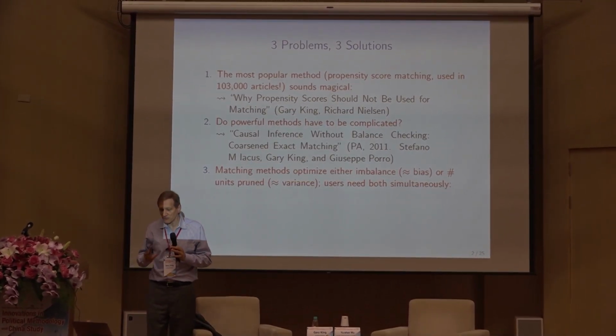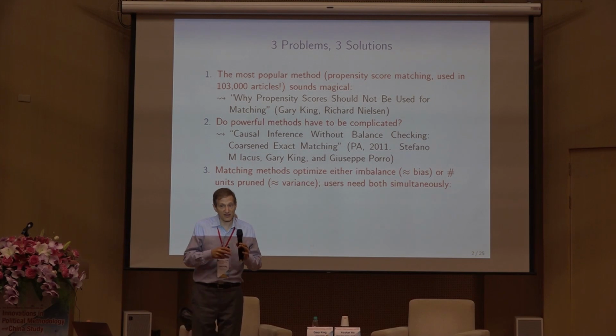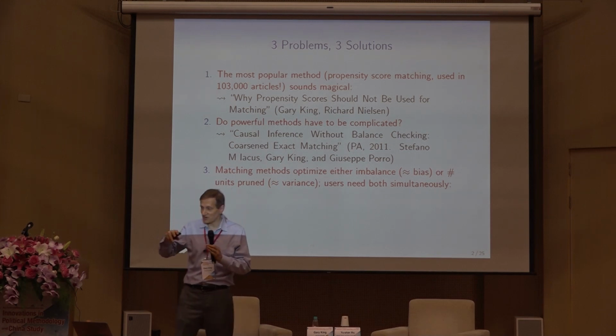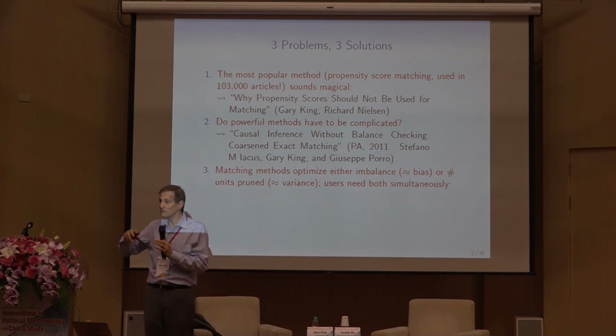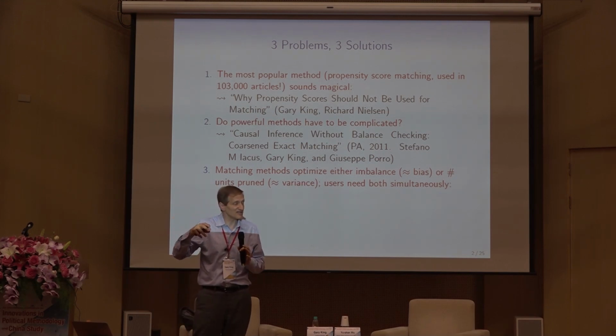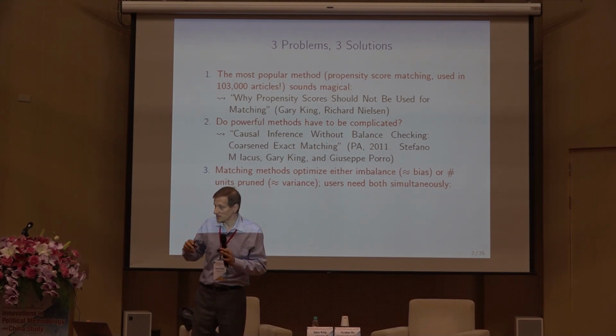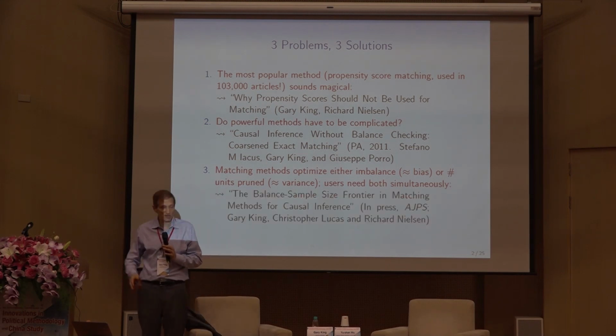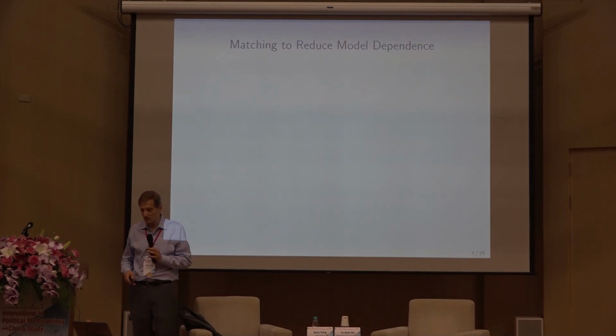So most methods either optimize imbalance, and you have to check for the number of observations, whether you have enough left, or it tries to get the largest number of possible observations, and you have to see whether you achieved any balance at the end of the procedure. And so you really should do both. And so we have a method that does both. So these are the three points that I'm going to describe, or at least the first two.